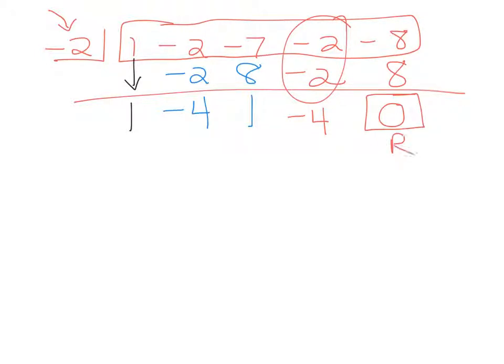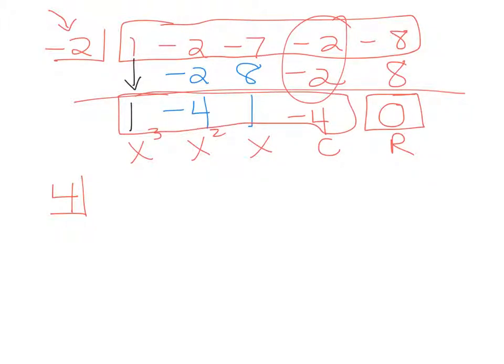Now, if 0 is my remainder, then negative 4 is my constant, 1 is my coefficient of x, negative 4 is my coefficient of x squared, and 1 is my coefficient of x cubed. So, we still have one more 0 that we haven't used for synthetic division, and that is x equals positive 4. So I'm going to go down here and divide by 4 this time, using these coefficients because, again, if I get a remainder of 0, then I can use these coefficients as my remaining polynomial.